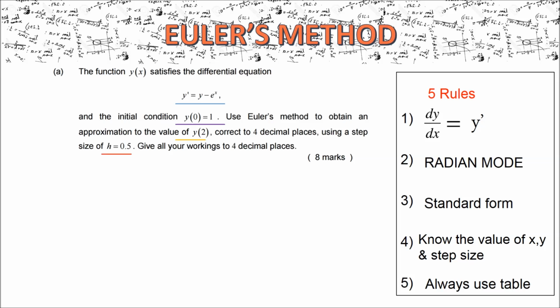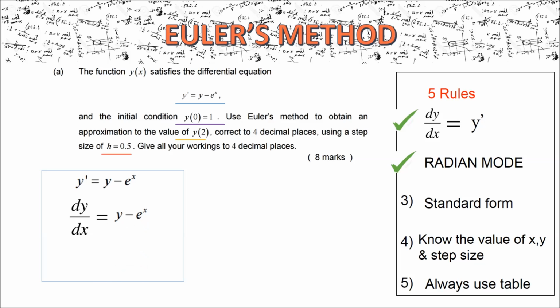Since the question already told you to use Euler method, the first rule is already met, and always remember to use radian mode. For our standard form, you know that y prime is the same as dy over dx, and since dy over dx is standing alone at one side, this is the standard form.